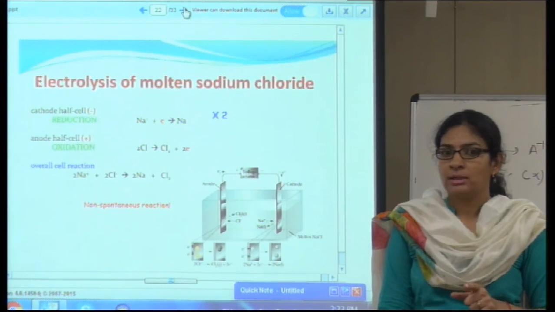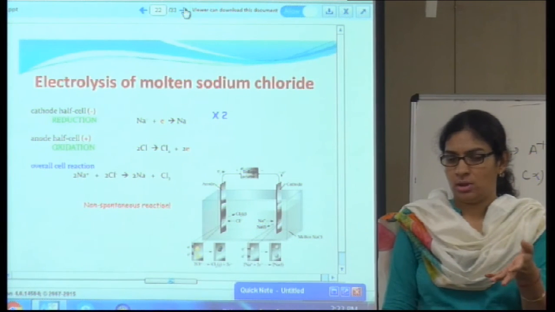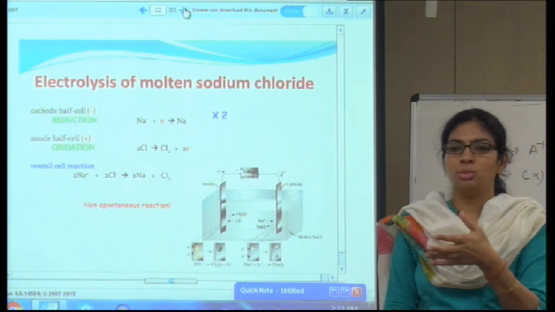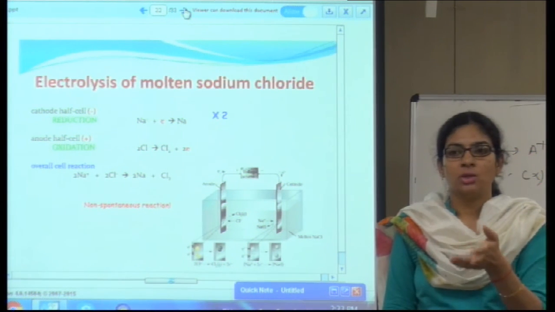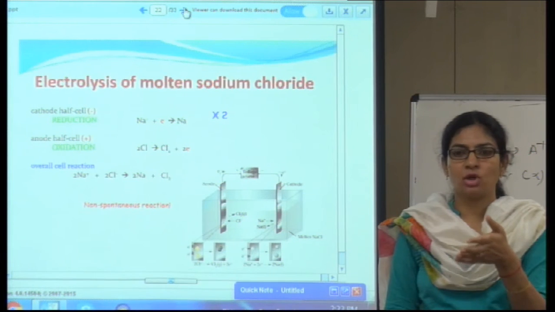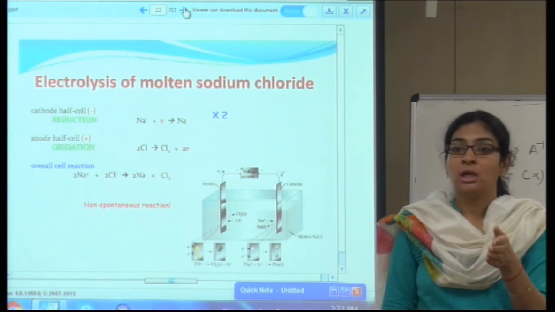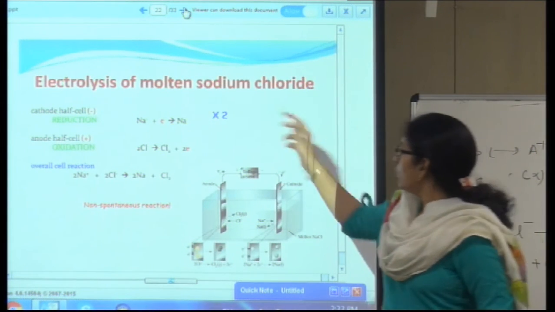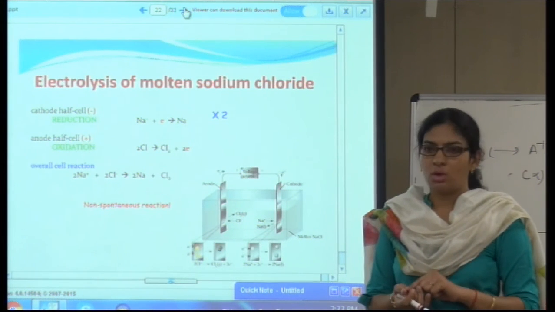What? That reduction potential of whose is more, right? So here it has been seen that the reduction potential of water is more compared to sodium ions, meaning the reduction potential of H plus ions is more compared to sodium ion. So therefore, you get as a byproduct of molten sodium chloride, sodium metal and chlorine gas.